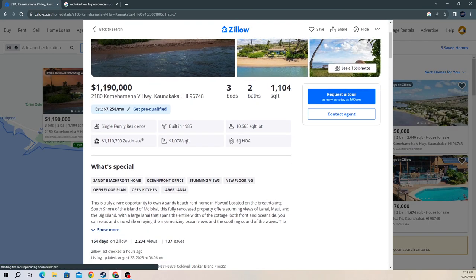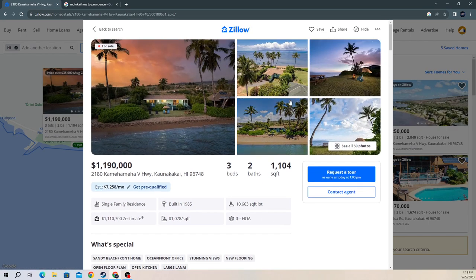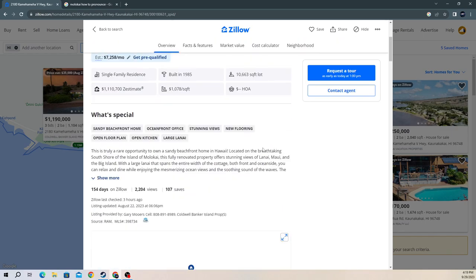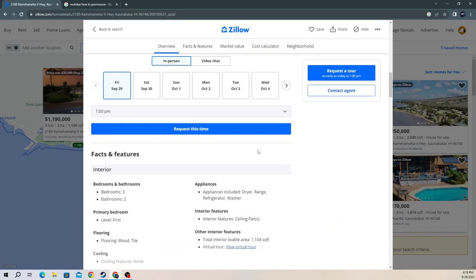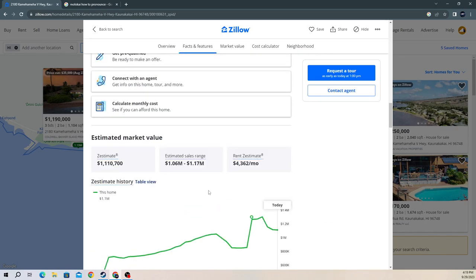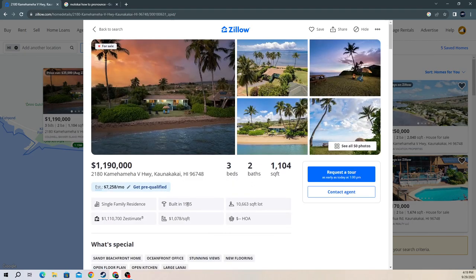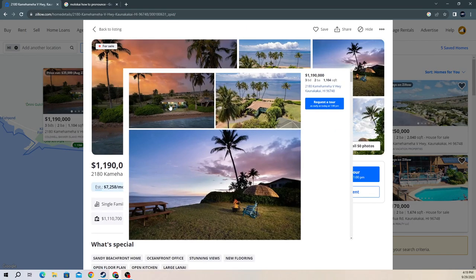And please say this is no HOA. Look, no HOA. Bro, already better. This is already cheaper, and a better deal. So this one was built in 1985.